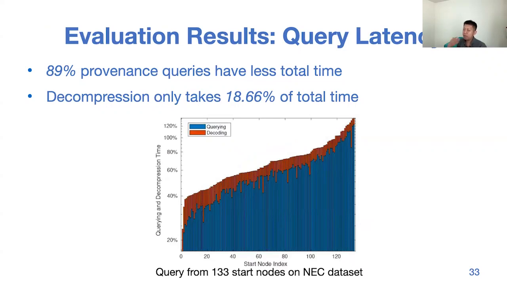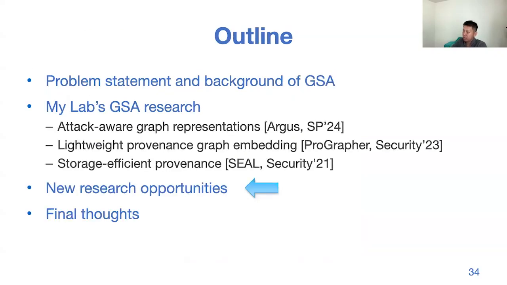For the provenance query, usually they need to go through many different hops of your graph. Because we don't change the graph structure, that part doesn't require decompression, so we have no overhead in this part, and we are able to achieve really good results.